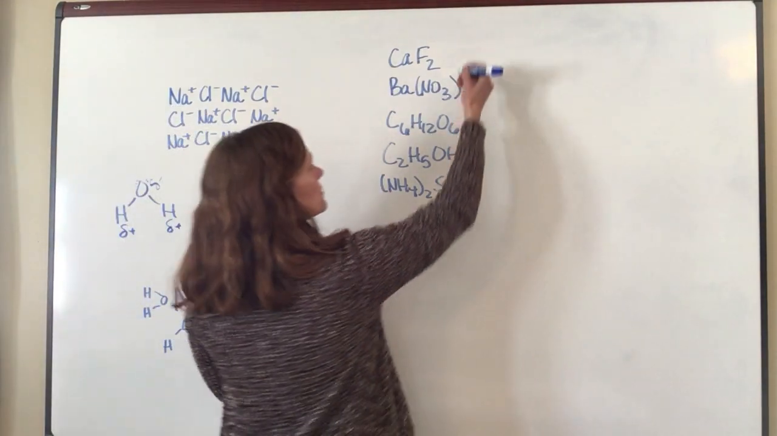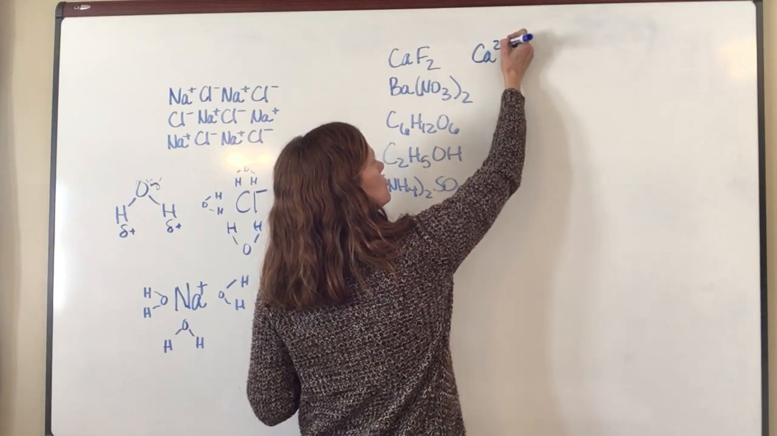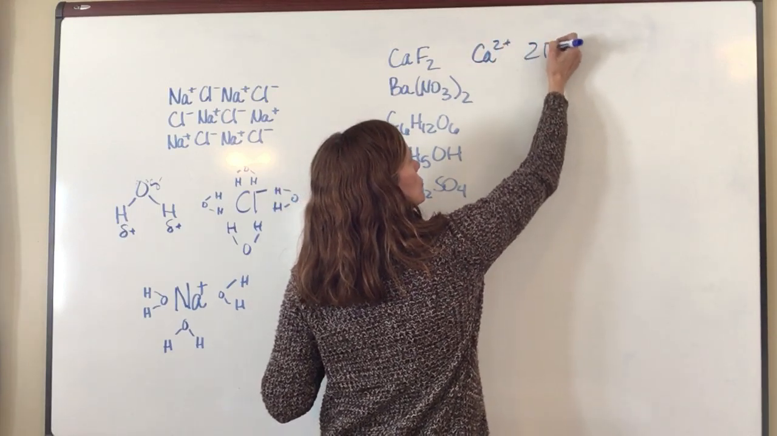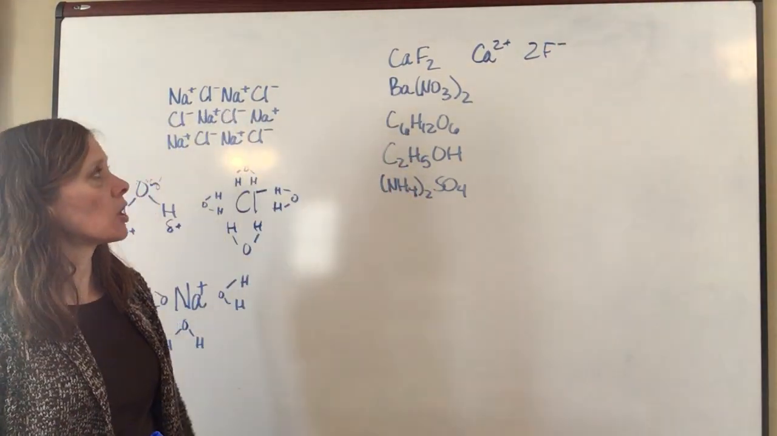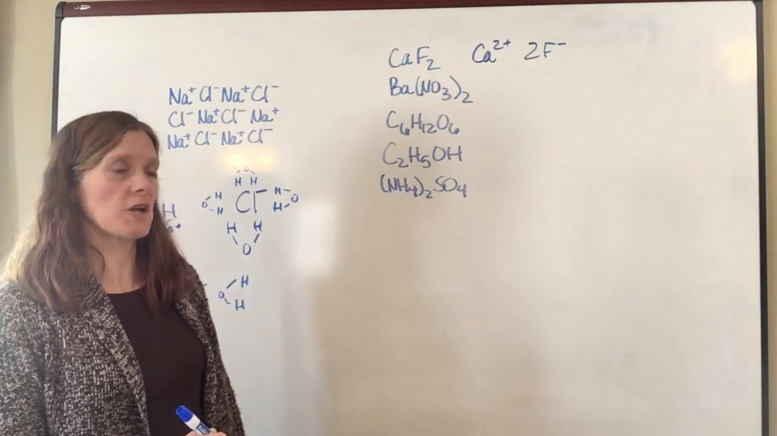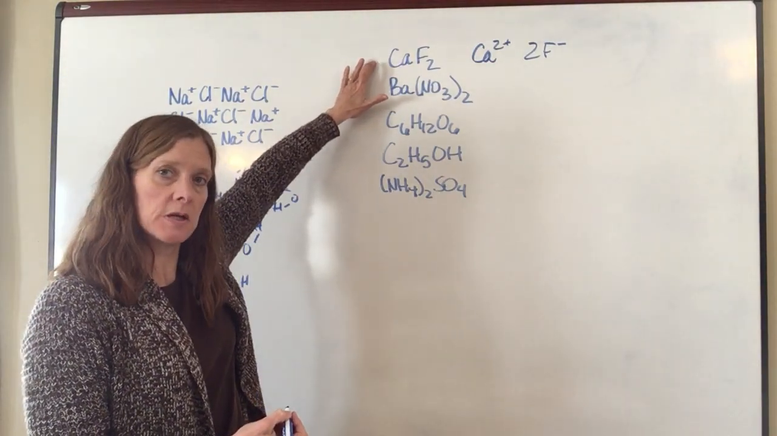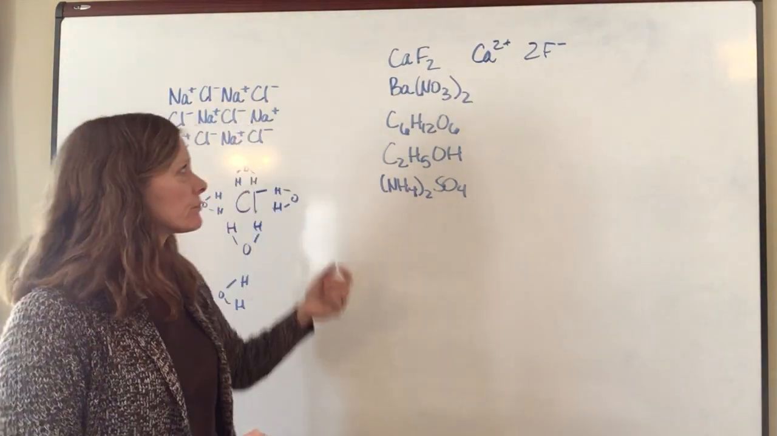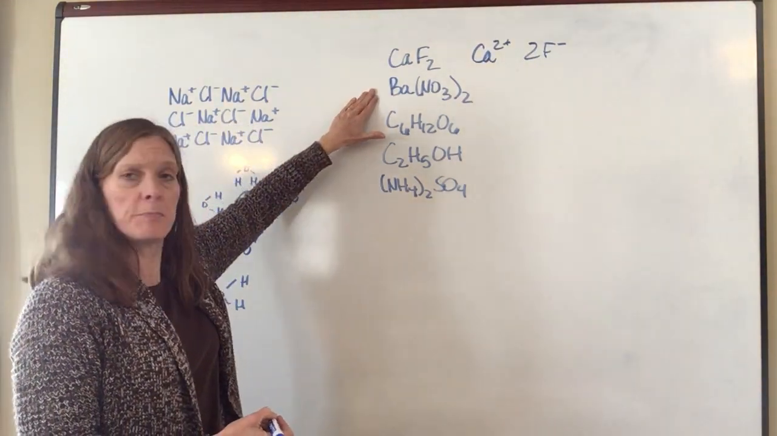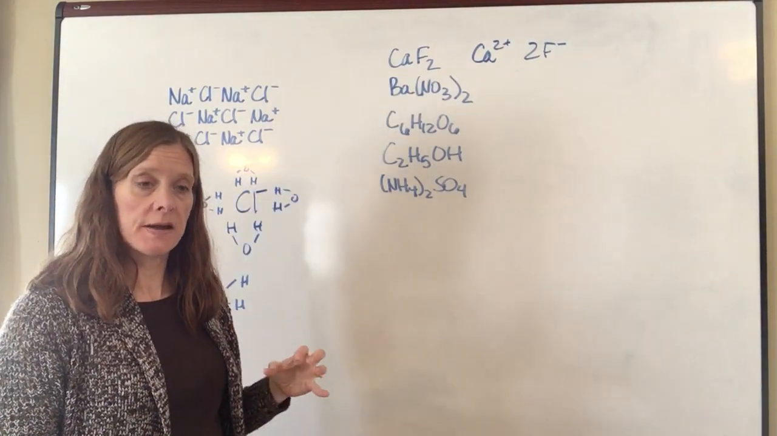Well, in this case, you're going to have a calcium ion with a positive 2 charge, and you're going to have 2 fluoride ions, each with a negative 1 charge. We're just going to break it apart into its ions. So this one's easy to tell. A metal and a non-metal is going to be an ionic compound. It will conduct electricity.